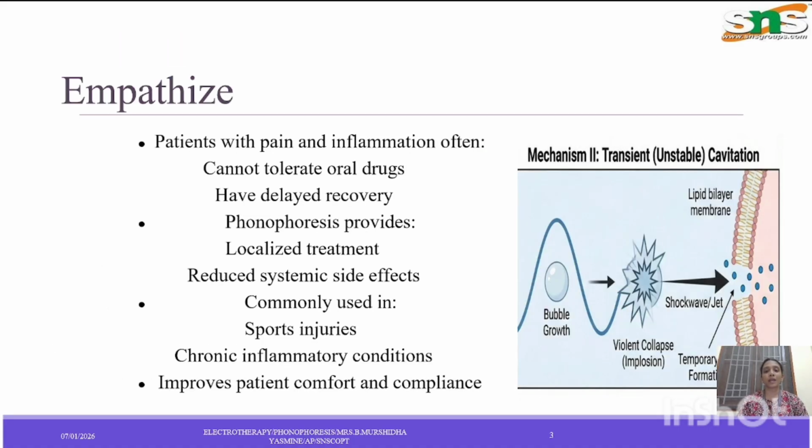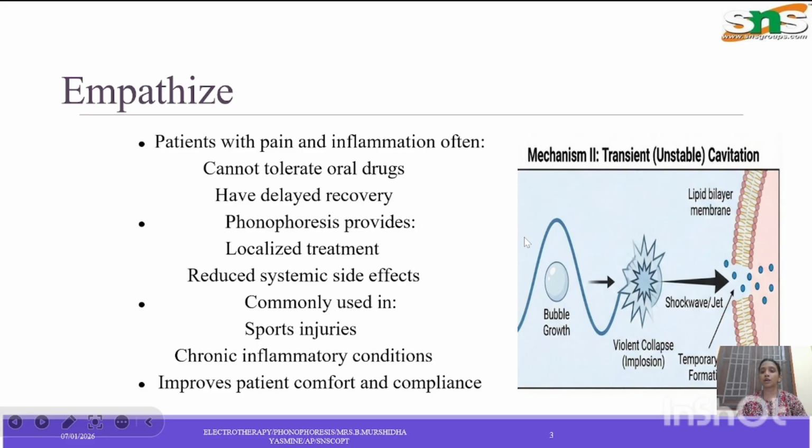Patients with pain and inflammation cannot tolerate oral drugs, and they have delayed recovery with oral drugs. Phonophoresis provides a localized treatment where actual relief is required, and it reduces systemic side effects from oral drugs. It is commonly used in sports injuries where there is a need for localized treatment for strains and sprains. Chronic inflammatory conditions also benefit from phonophoresis. It improves patient comfort and compliance.